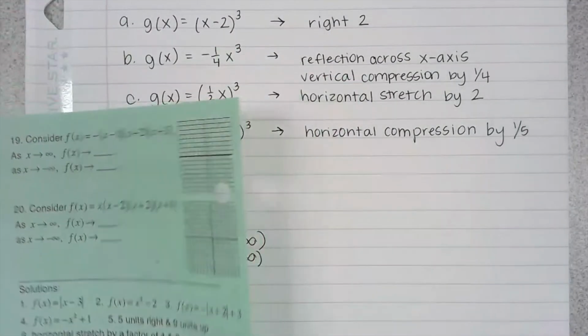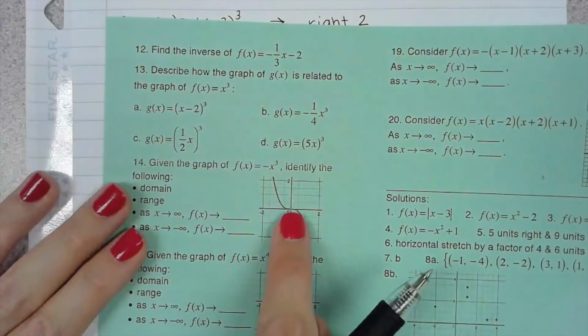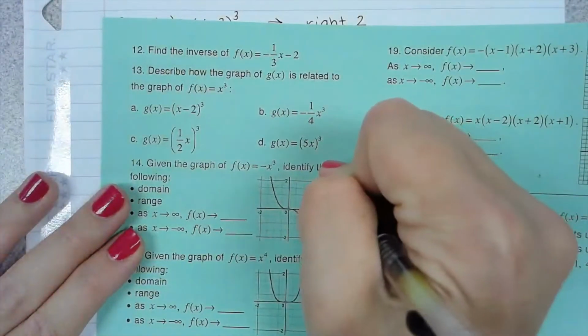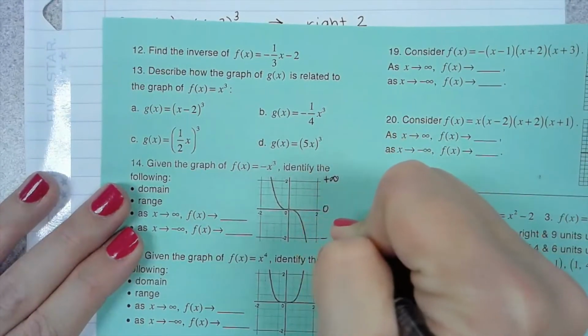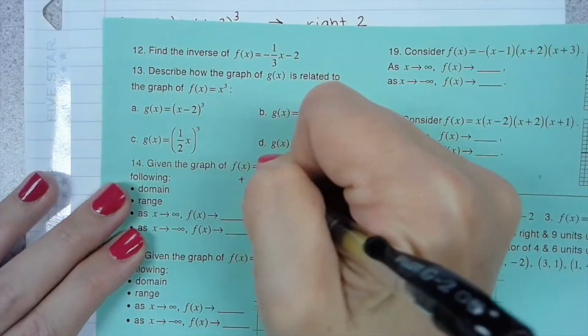For the last part, as x approaches positive infinity, so as x is going to the right, remember the little shortcut you can use when you're doing this. And I know I'm writing on the green paper and I'm not supposed to.